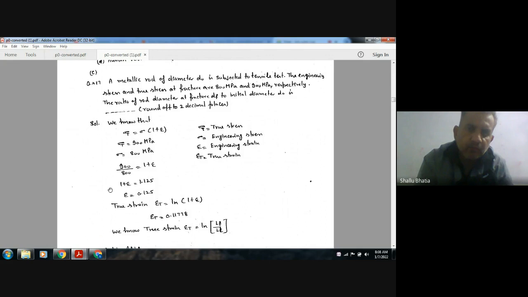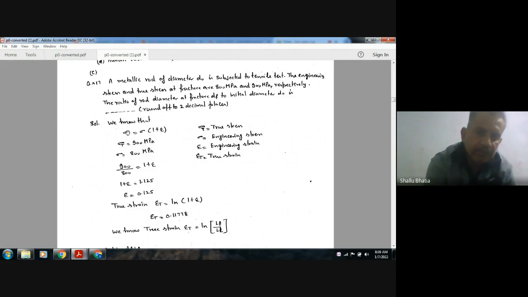A metallic rod of diameter D naught is subjected to a tensile test. The engineering stress and true stress at fracture are 800 MPa and 900 MPa respectively. The ratio of rod diameter at fracture, Df, to initial diameter, D naught, is to be rounded up to 2 decimal places. The engineering stress is 800 MPa, and the true stress is 900 MPa.